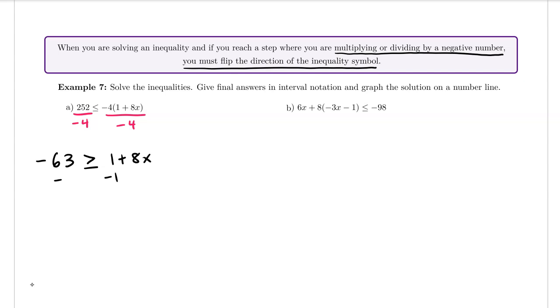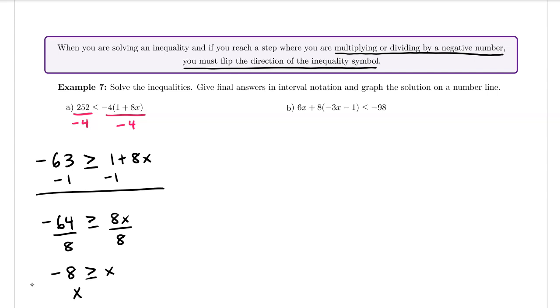I'm going to subtract 1 from both sides, and we get negative 64 is greater than or equal to 8x. And then if I divide both sides by 8, I get negative 8 is greater than or equal to x. If I wanted to, this is the same thing as saying x is less than or equal to negative 8. Let's go ahead and write that in interval notation now.